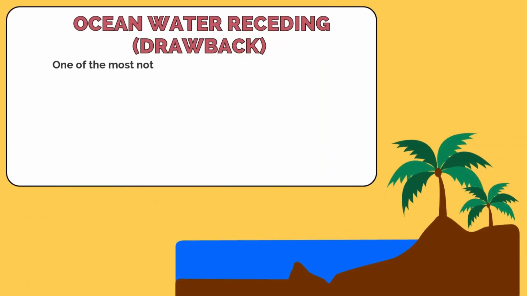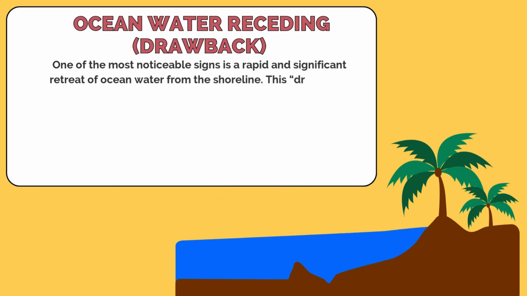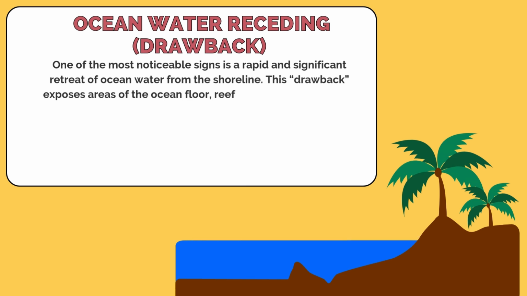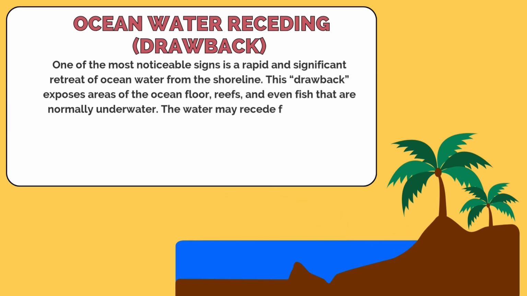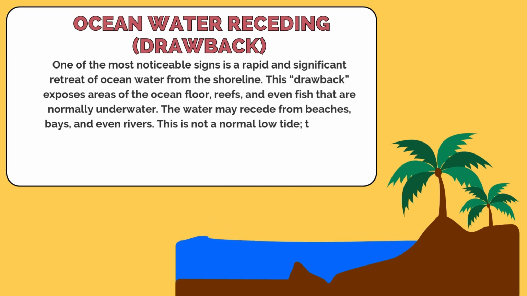Number 2. Ocean water receding or drawback. One of the most noticeable signs is a rapid and significant retreat of ocean water from the shoreline. This drawback exposes areas of the ocean floor, reefs, and even fish that are normally underwater. The water may recede from beaches, bays, and even rivers.